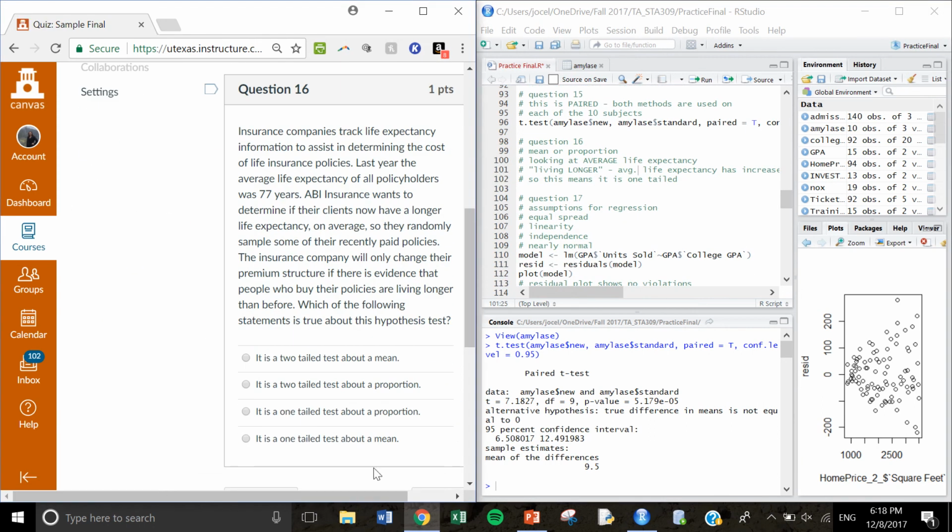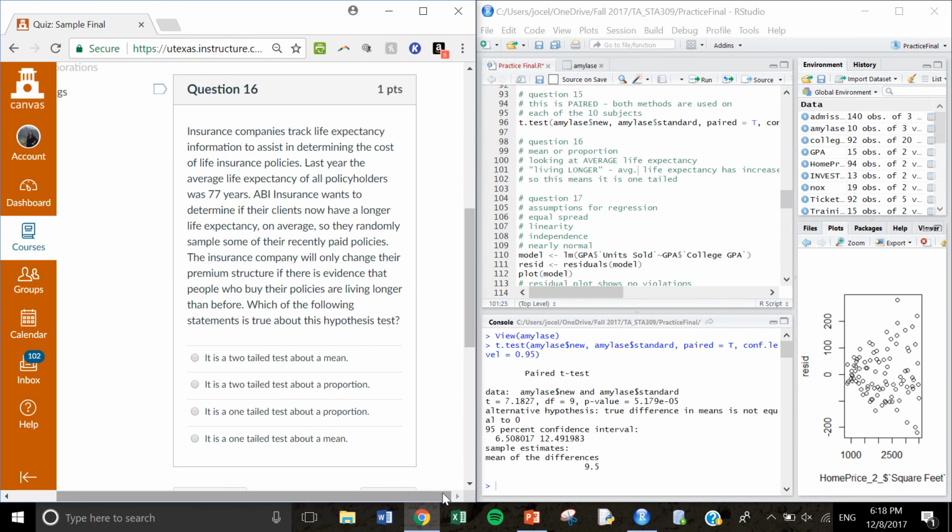Question number 16. Insurance companies track life expectancy information to assist in determining the cost of life insurance policies. Last year, the average life expectancy of all policyholders was 77 years. We now want to determine if clients now have a longer life expectancy on average. So they randomly sample some of their recently paid policies. They will only change their premium structure if there's evidence that people who buy their policies are living longer than before. So we're looking at two things.